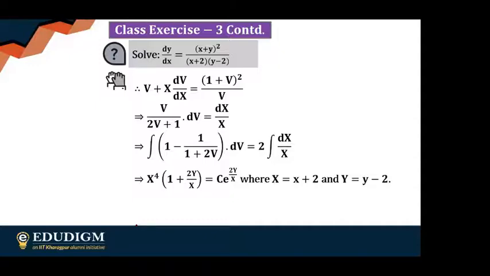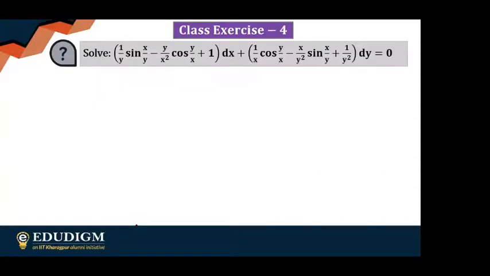It is very, very crucial for subjective exams. For objective exams, obviously you will have options, so that you have a clear idea of which one is supposed to be chosen. But for subjective exams, make sure you come back to the original variables. So fourth exercise, again, as you can clearly see, a lot of things going on, like y by x, sine, cos, etc. So let's see what we can do here.